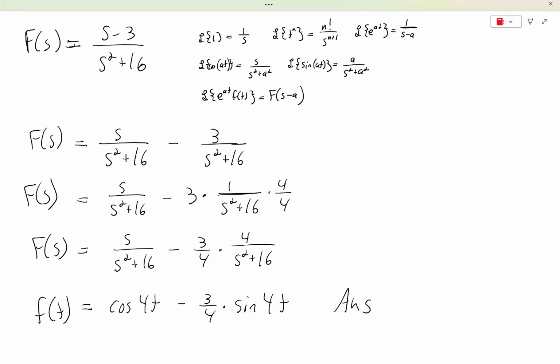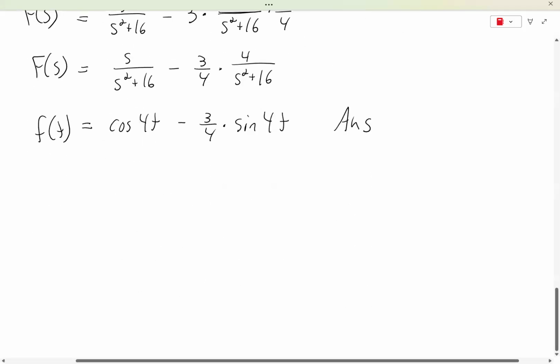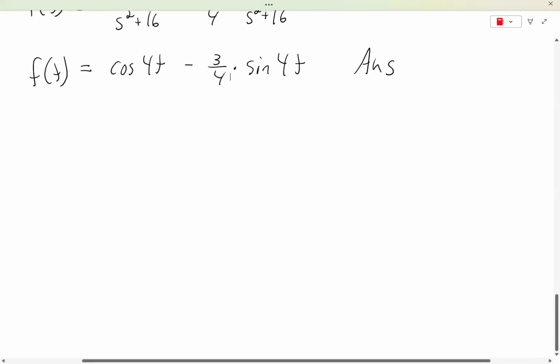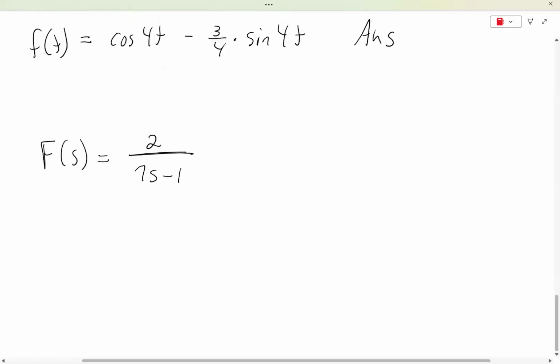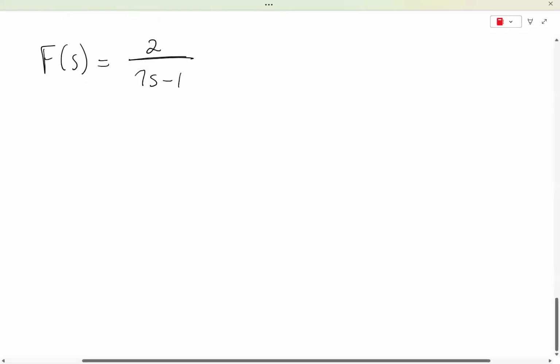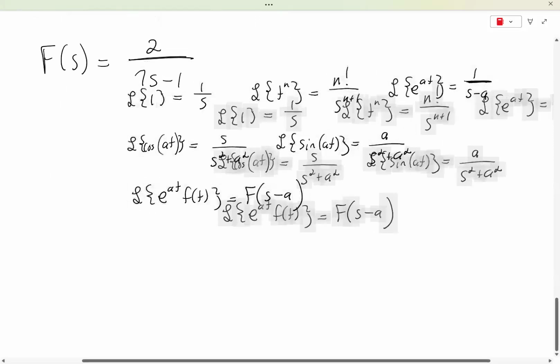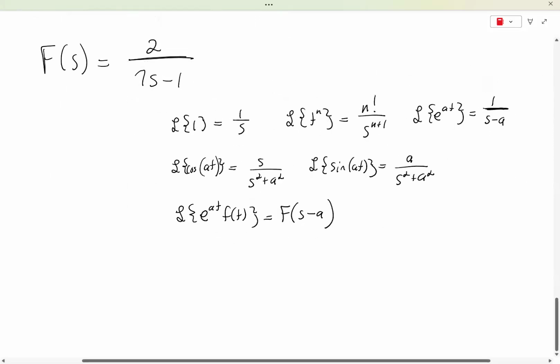Okay, so anything on that one? They're not bad once you get used to them, but it takes a little bit of getting used to, I think. Anything on that? Let's try another one here. So I'm going to find the inverse Laplace of this one. He's back here for reference.